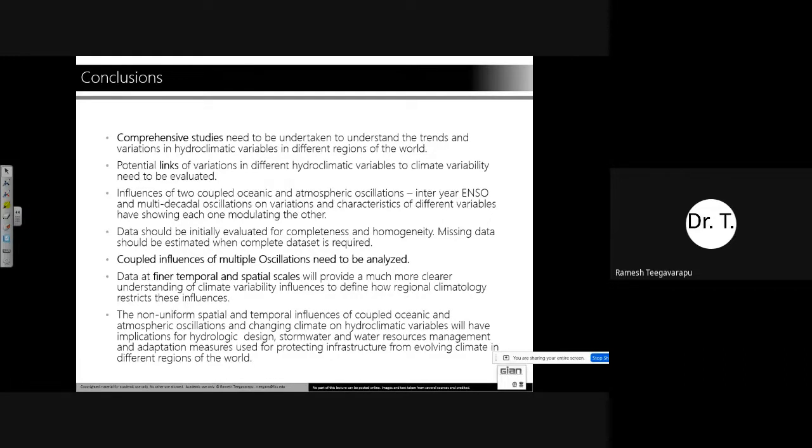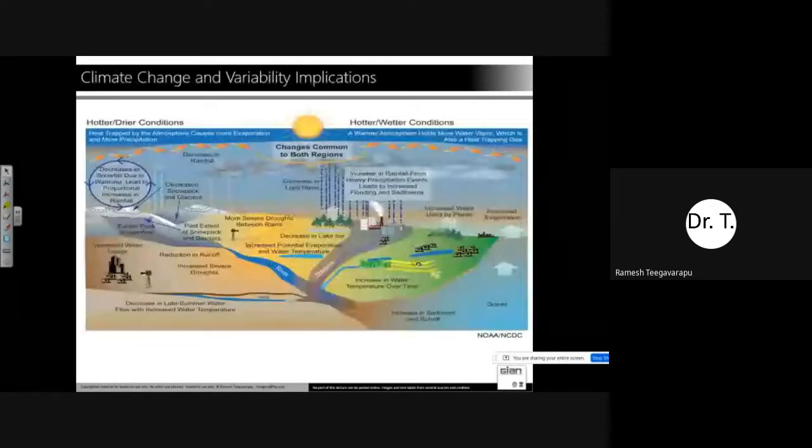And what are the implications for the infrastructure in different parts of the world? What are the adaptation measures we have to use? How to change our stormwater management operations? How to change our design? And as you can see, climate variability and climate change affects every part of the water cycle.